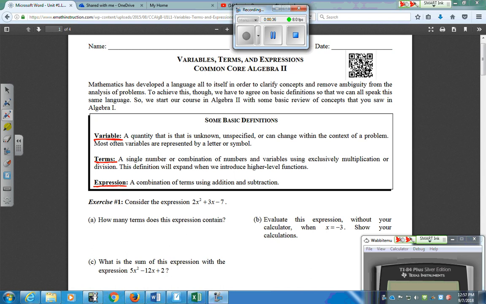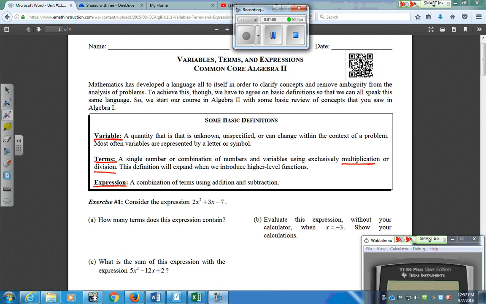So we've seen variables before, something like x that could represent a number. With terms, you're talking about a grouping of numbers and variables, which contain either multiplication or division. And then an expression is just a combination of different terms that doesn't contain an equal sign. So equations have equal signs, expressions don't. Now we're going to look at some of the examples.